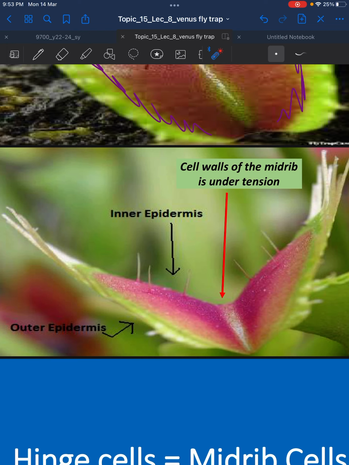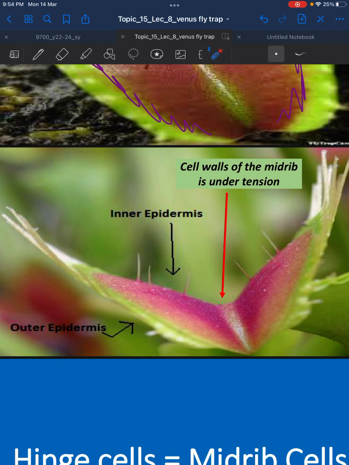Normally a trap, when it is open like this, is under tension, just like when you set up a rat trap or mouse trap. Some part of the device is always under tension. For this particular trap, the area under tension is the midrib.